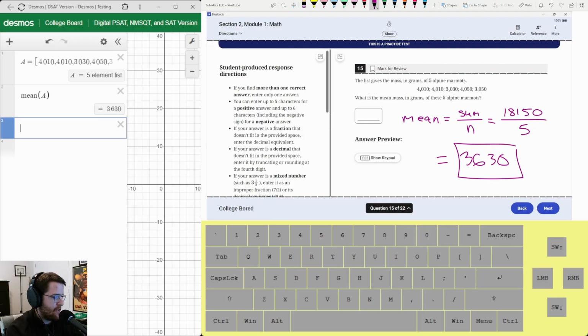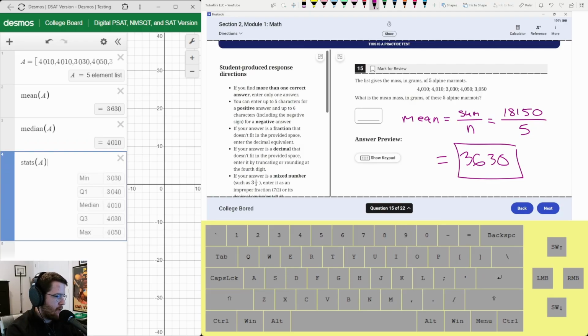And I can very quickly just learn whatever I want to know about this list. So mean of A is 3630, median of A is 4010. And if you wanted to figure out the range, you could very quickly see the max and the min and do max minus min. So yeah, we get 3630. Looks good.